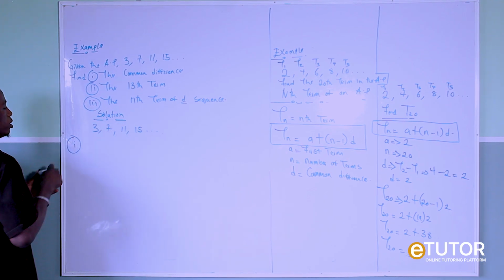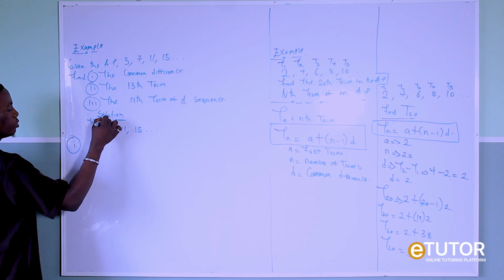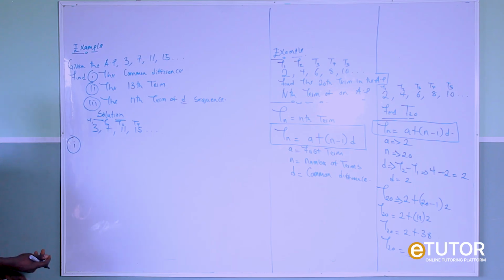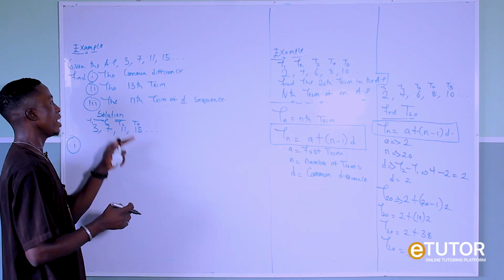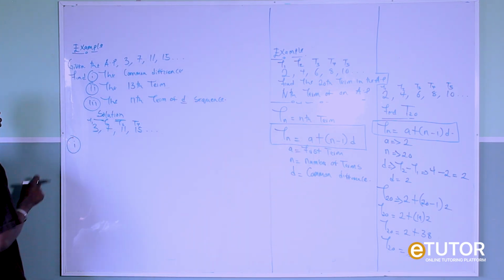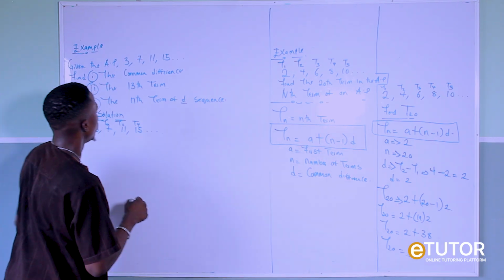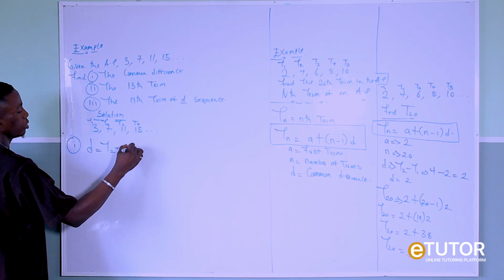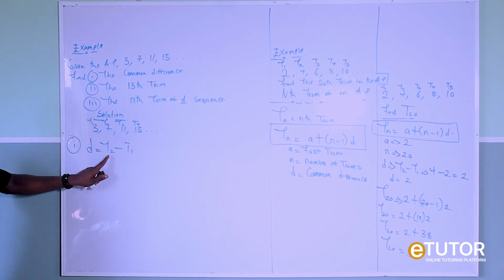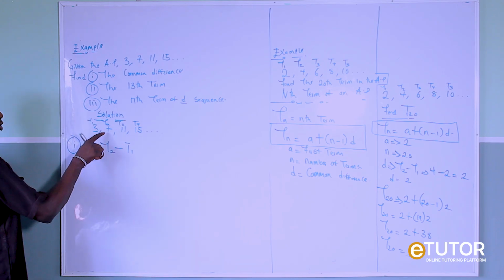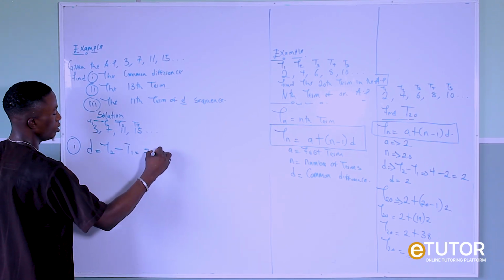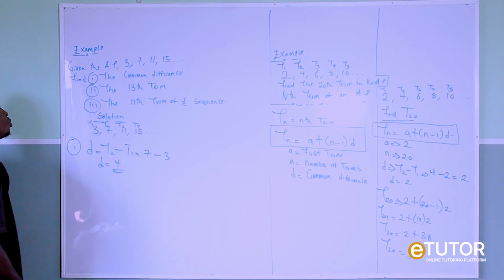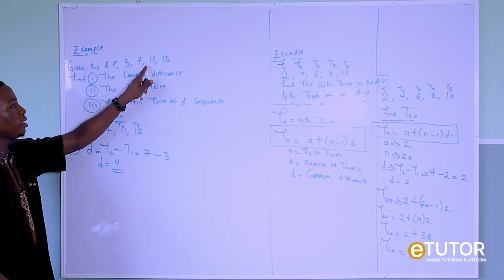So label your terms first. This is my T1, this is my T2, my T3, and my T4. We're given just 4 terms, and we're asked to find the common difference. What letter represents common difference? Letter D. So common difference D is equal to T2 minus T1, the second term minus the first term. The second term here is 7, minus 3. So my D equals 4. So the common difference of this AP is 4.